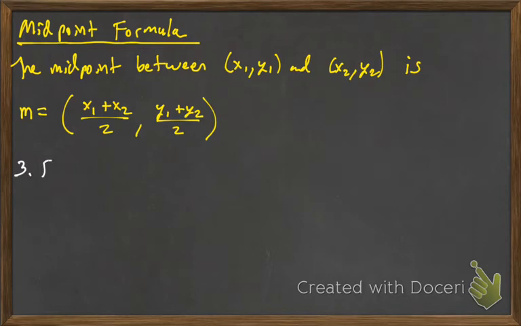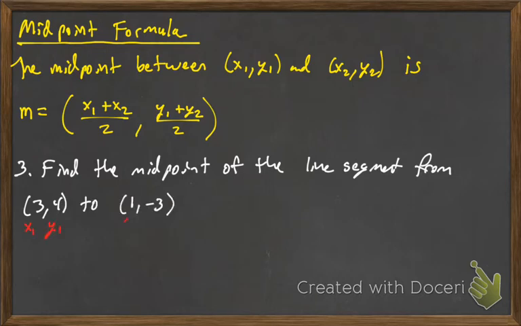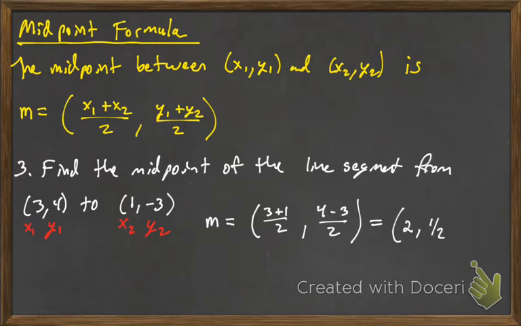So for our example here, we're going to find the midpoint between the points 3, 4, and 1, negative 3. So find the midpoint of the line segment from 3, 4 to 1, negative 3. And then I'll go ahead and keep with the convention. We'll label our x1, y1, x2, and y2. Okay, so our midpoint is going to be the average of the x coordinates, so 3 plus 1 over 2, and the y coordinates, 4 minus 3 over 2, and that's going to simplify down to 2 and 1/2.